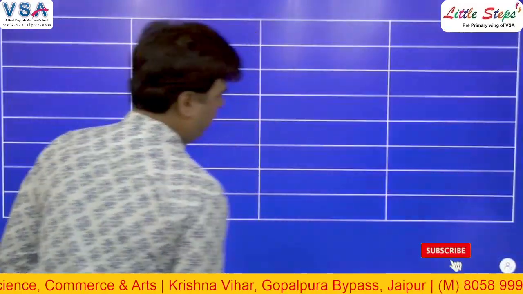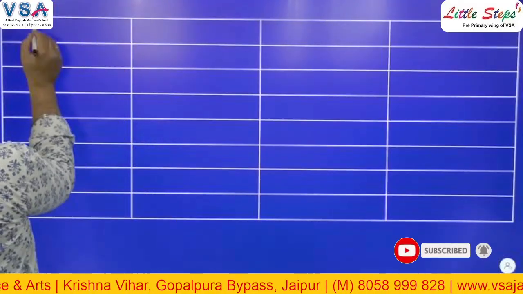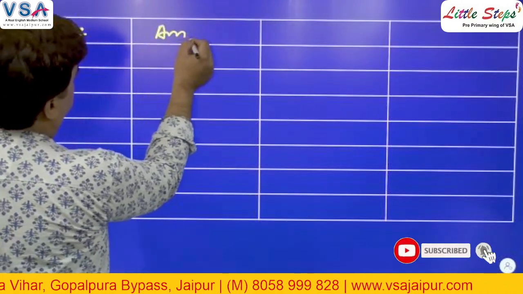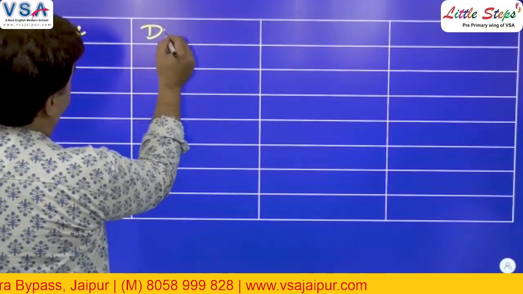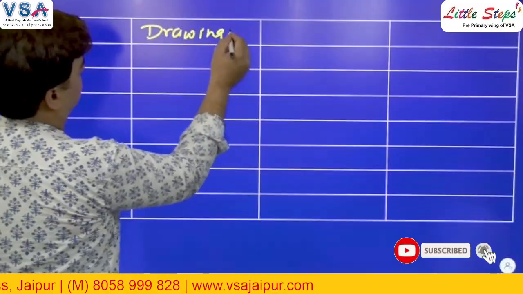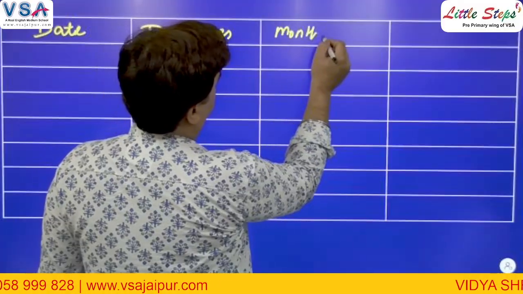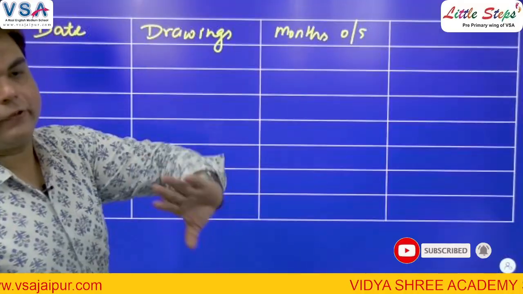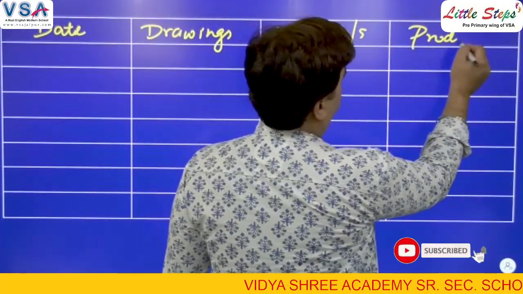So for that matter we have to create a table like this. In the first column we'll simply mention the date, the second column the amount, or we can say the drawings amount. In the third column, months outstanding. Outstanding, till when do we see? 31st March, right? And at the end we'll have the product part.